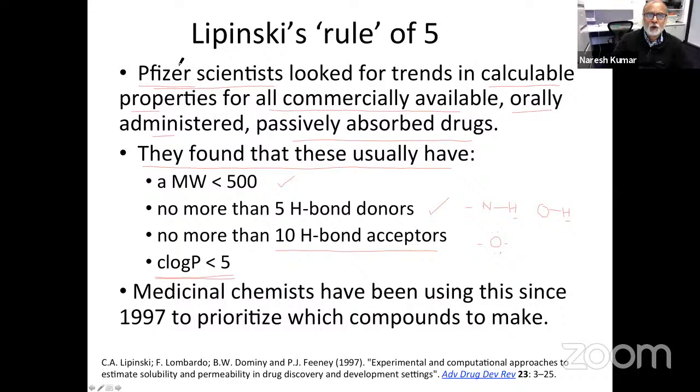Okay, and they call this Lipinski's rule of 5, because the molecular weight is less than 500, no more than 5 hydrogen bond donors, C log P less than 5, and it's called Lipinski's rule of five.